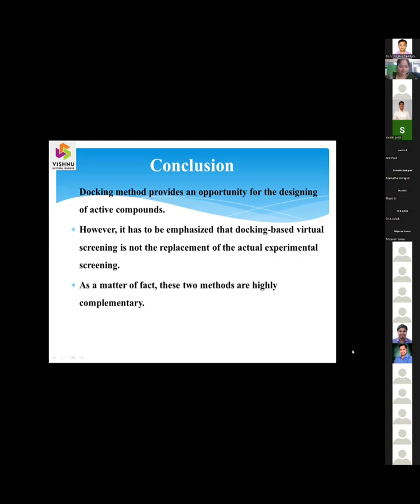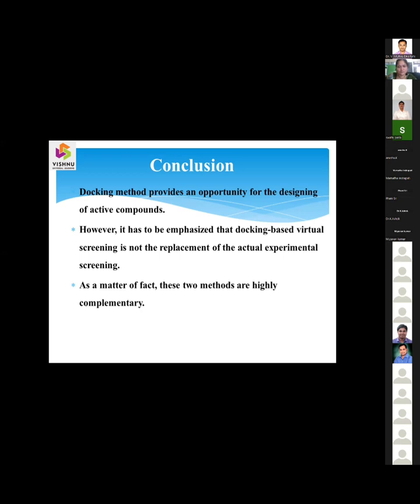Sir, in the docking process, how can we convert into 2D and 3D forms? After completing the docking studies, there are different softwares, madam, like PyMol, to analyze the docking AutoDock score. We also have other software like Discovery Studio, BIOVIA.